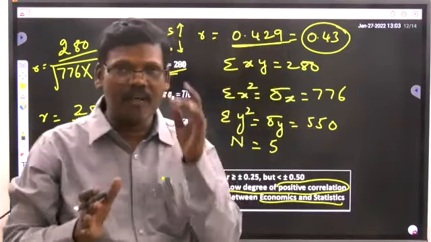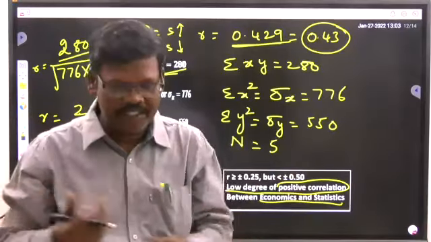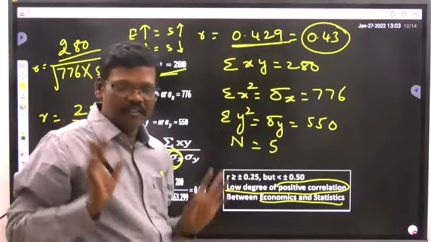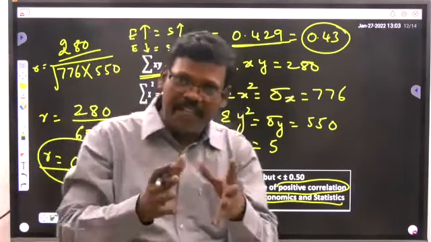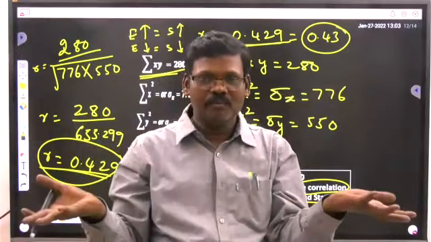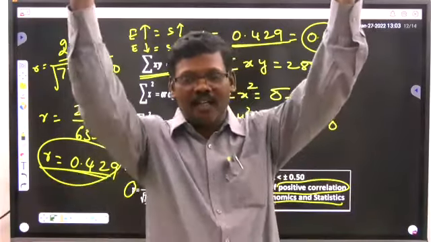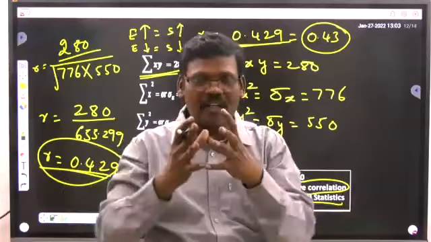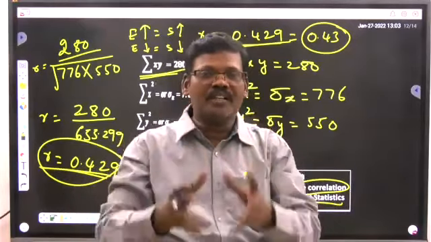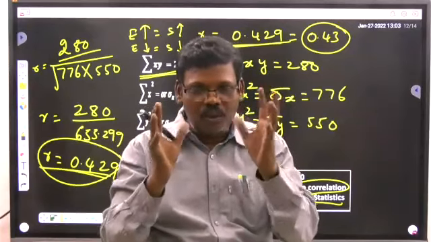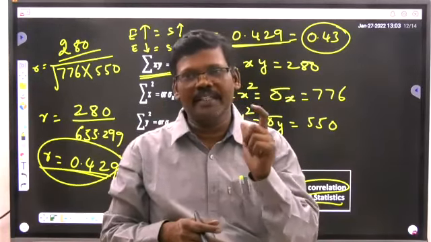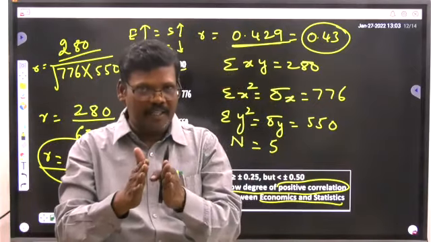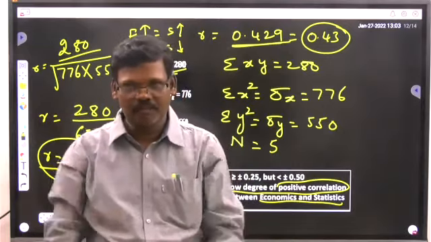Like that we can find the Karl Pearson coefficient of correlation. Suppose we got a minus value, say minus 0.429, then we can say there is a low degree of negative correlation. That means if one subject's marks increase, the other subject's marks decrease. Like that, we can estimate the coefficient of correlation between two variables. This is the coefficient of correlation developed by Karl Pearson, the Karl Pearson formula.